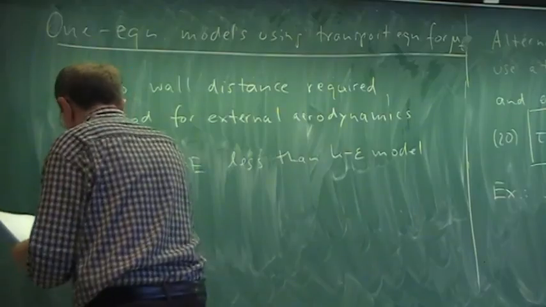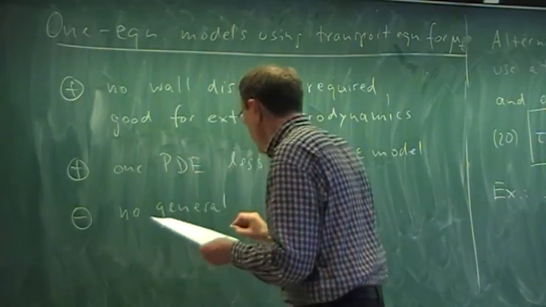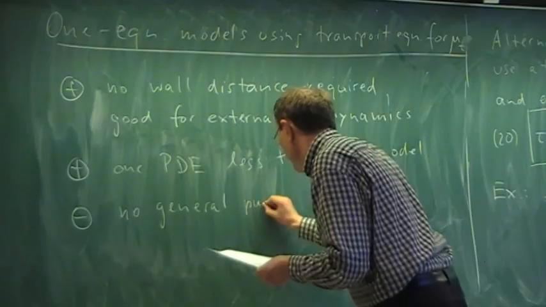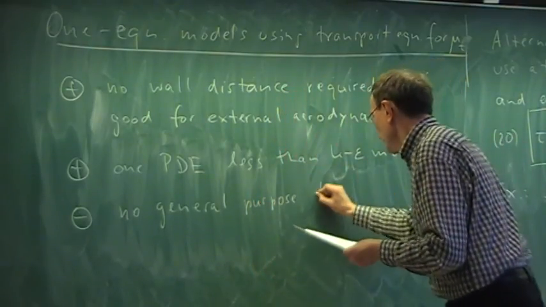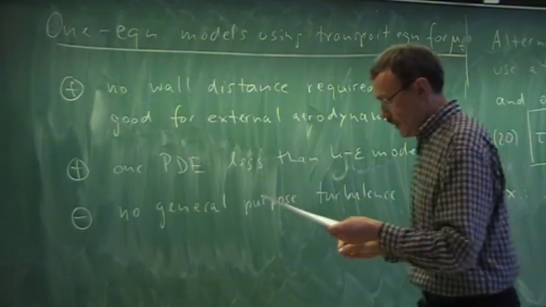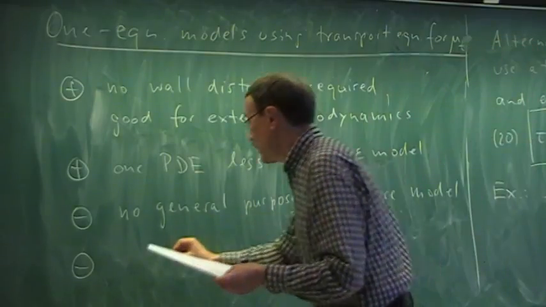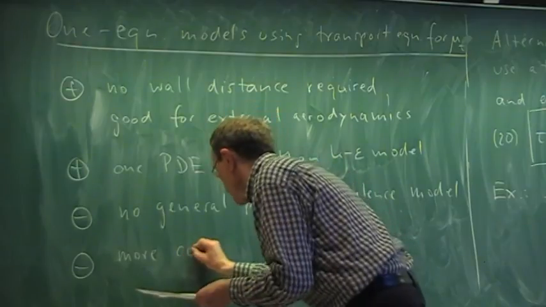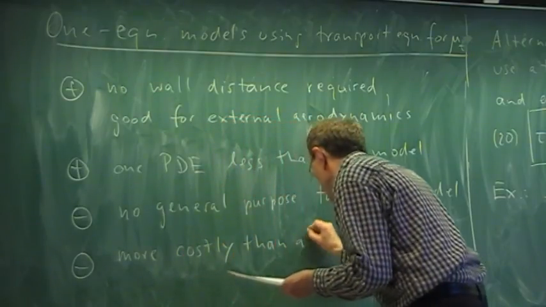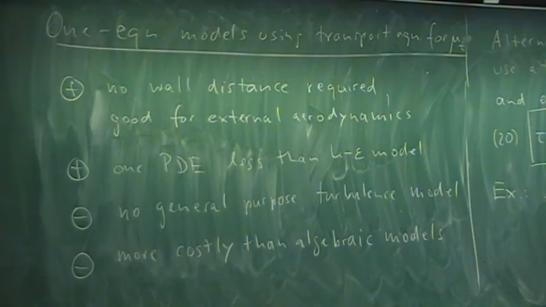However, it is not a general purpose turbulence model. It is more tuned for external aerodynamics. Maybe they have done something since, but originally it is like that. And it is clearly also, if we compare it with an algebraic model, more costly. We still have to solve one PDE. Okay. So then we have seen now two equation turbulence models and one equation turbulence models. And then after the break, we'll look at algebraic models.